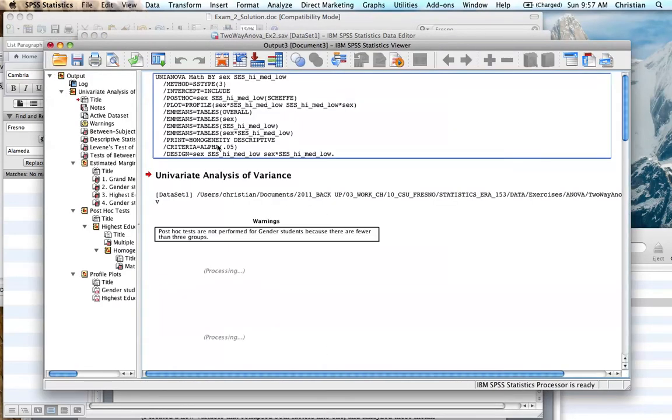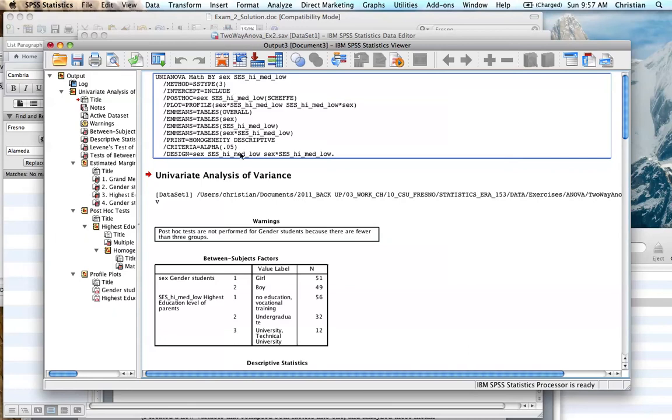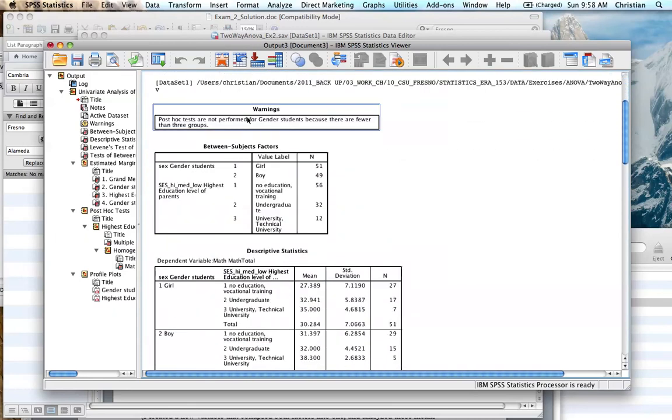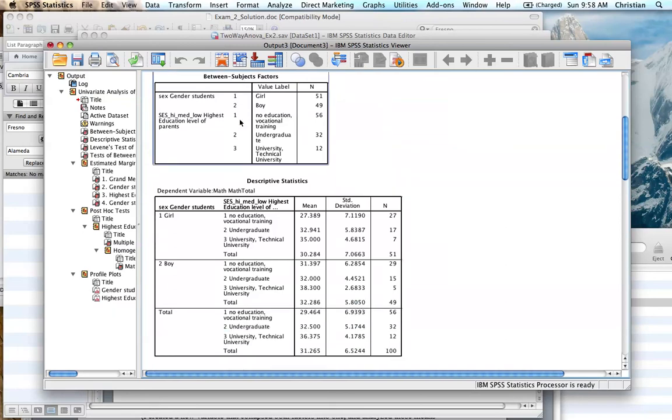So you see, just by the syntax, there's a lot more going on. First, we get this warning because it tells us, hey, for gender you only have two levels, so I won't do a post hoc because it doesn't make sense; I can't even do multiple comparisons. You know if it's significant or not already by looking at the main effect.